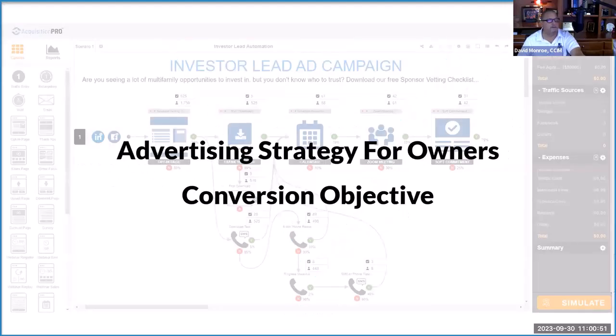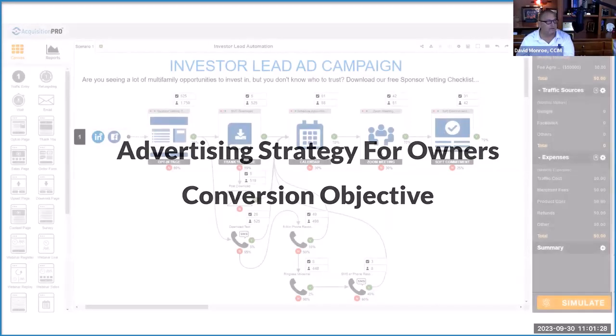All righty then. So that's the 2-1-2 strategy. Okay? That is the framework or the strategy for running ads across any ad network. So let's talk about running conversion ads. I said for owners. It should say for investors, not for owners. Couple of mistakes here. Let's run an advertising strategy for investors using the conversion objective. Now, honestly, it's identical for owners. Doesn't matter if it's investors or owners. This strategy is absolutely identical.